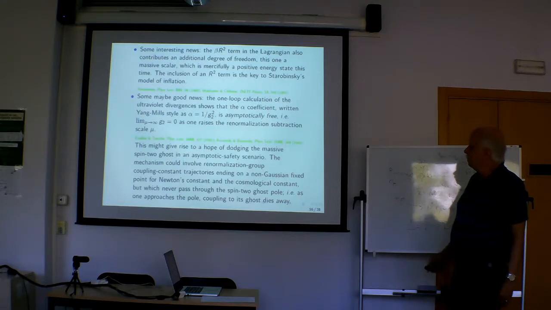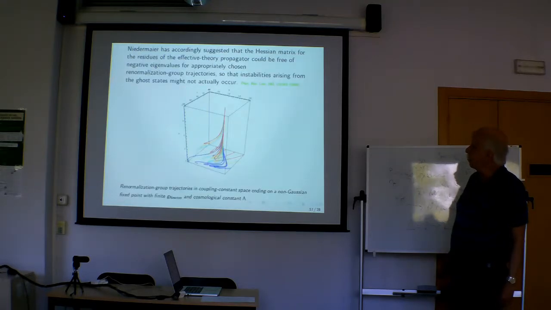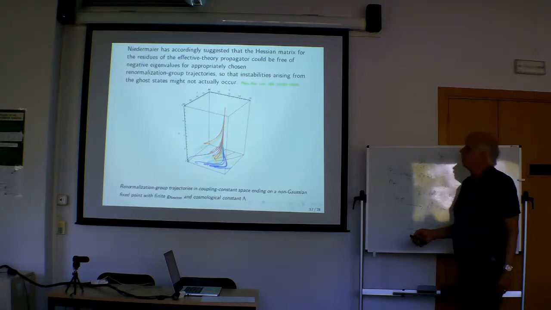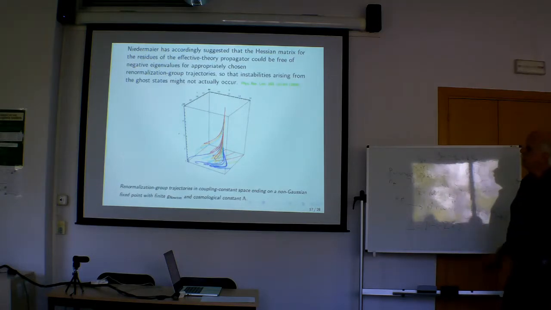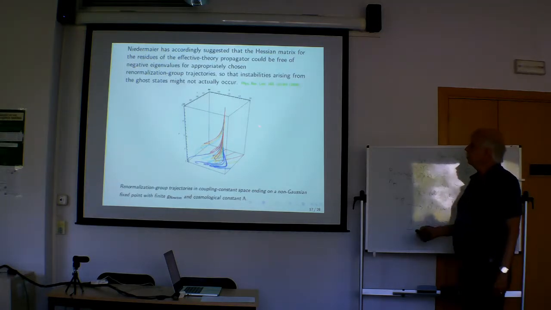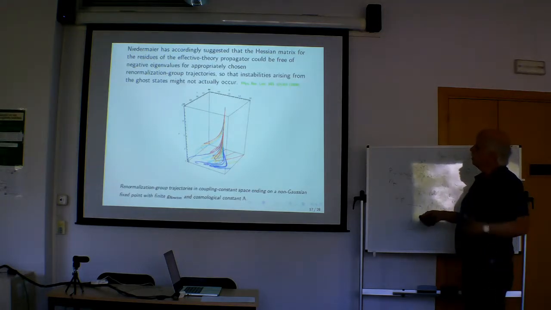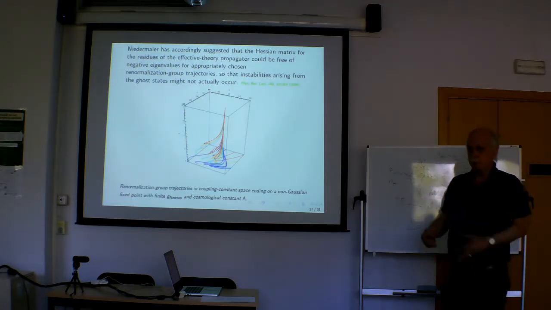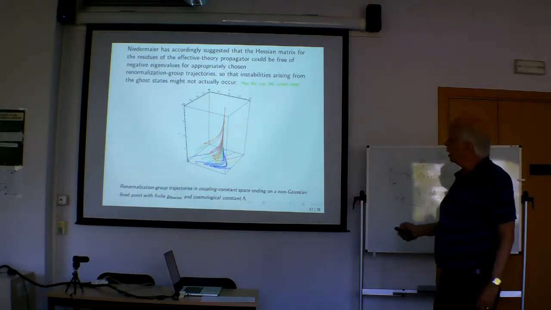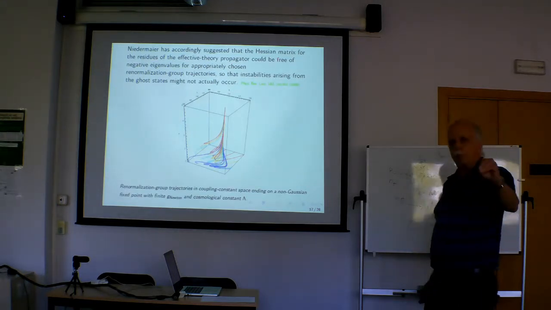point. Okay, so this is a point of view that has been followed by Niedermaier, it's actually Hermann Nicolai's first student, who suggested that what we call the Hessian matrix, the matrix of second derivatives as you go along the renormalization trajectory, could be free of negative eigenvalues for appropriate trajectories.